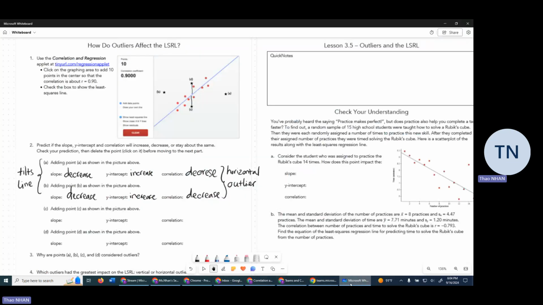So let's go back to here and write what we observed. The slope pretty much stays the same because the tiltiness is still the same. Your y-intercept will decrease. That's what we saw. And your correlation will also decrease. Okay. So that's when we're at point C. What about when we're at point D? A point is above your line, but still it's going to be near all your data.